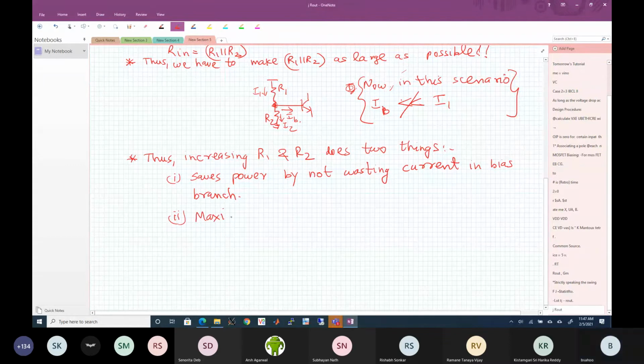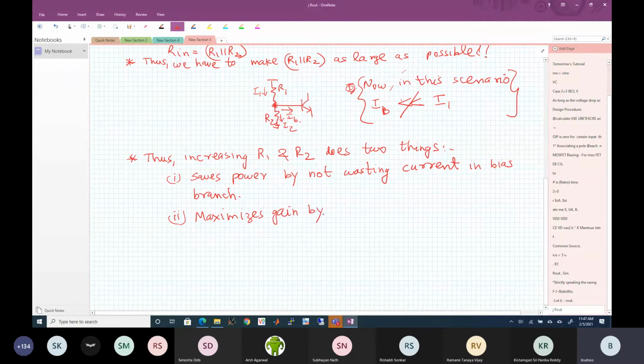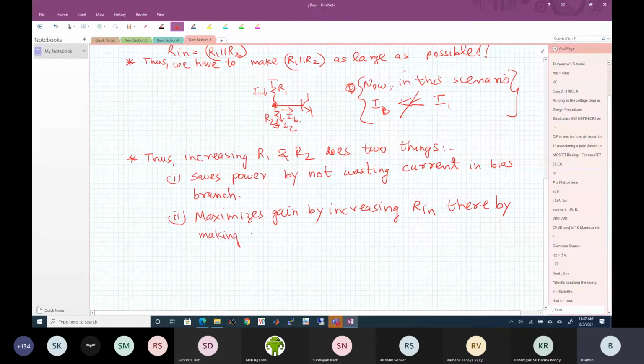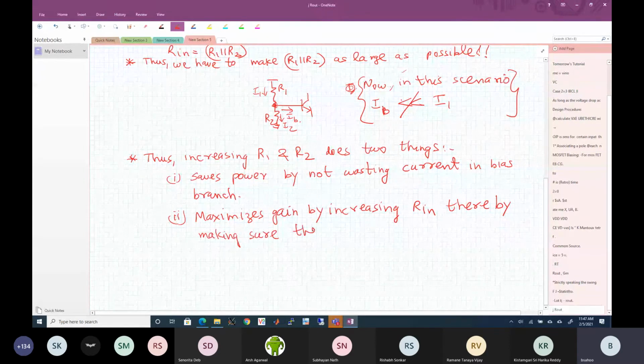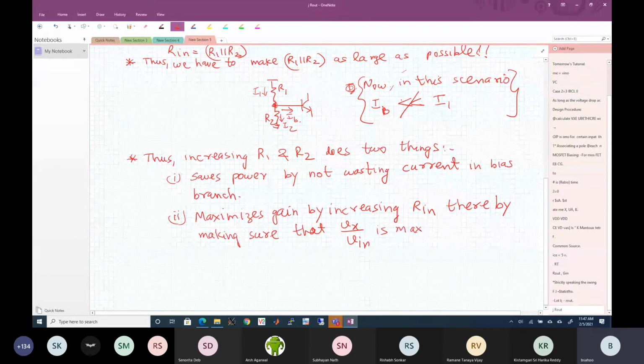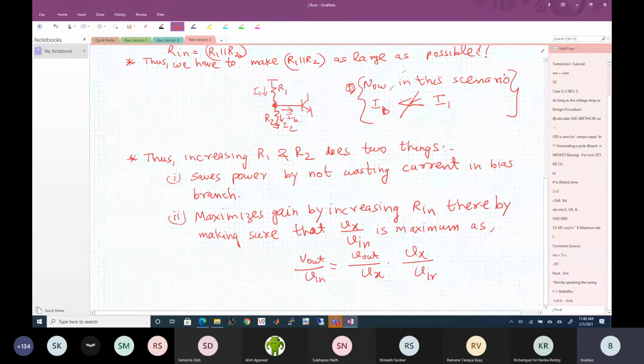Maximizes gain by increasing Rin, thereby making sure that Vx by Vin is maximum, as Vout by Vin is equal to Vout by Vx and Vx by Vin. Am I clear?